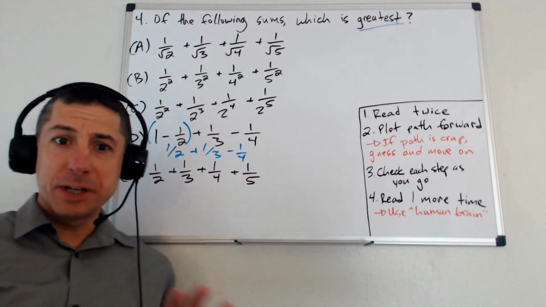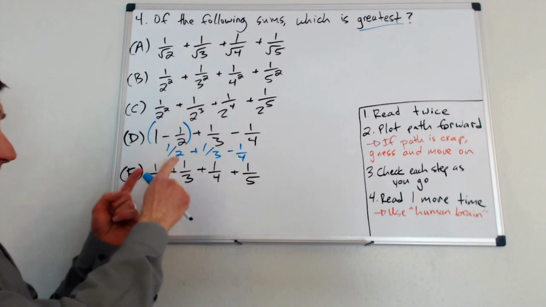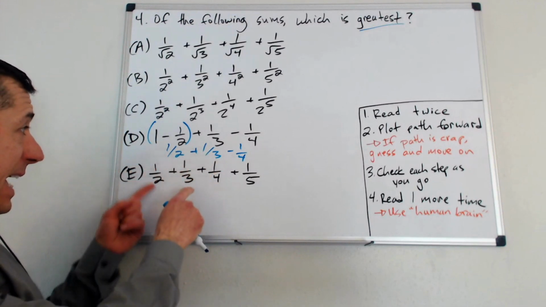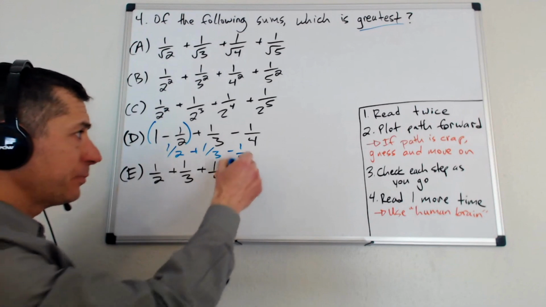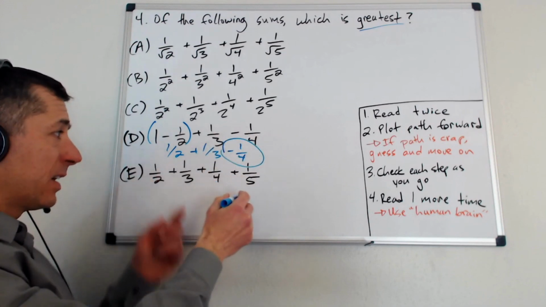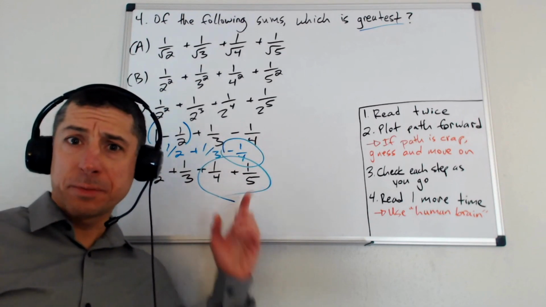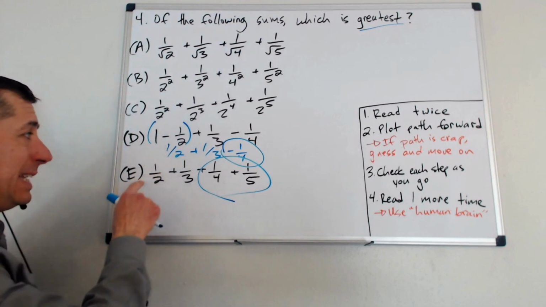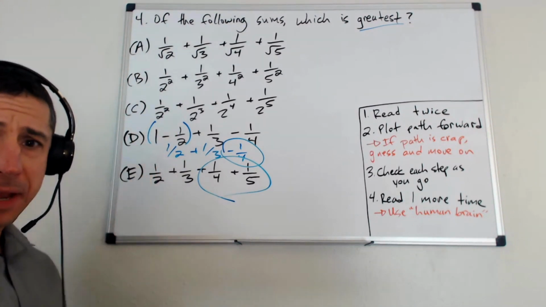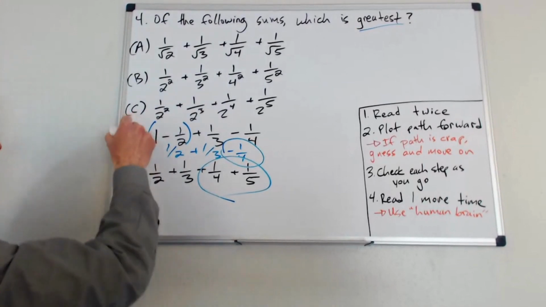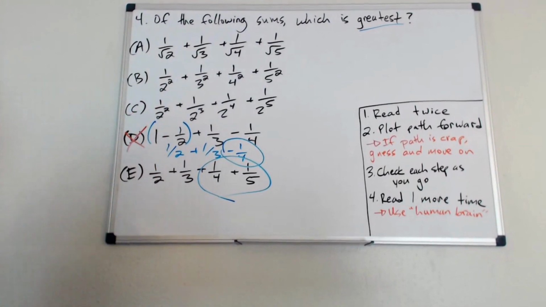Again, I'm going to try to avoid doing a lot of calculation if I can, but I'm looking for the biggest of these. The half is the same. The third is the same. We've got that minus a fourth here in D, plus a fourth plus a fifth in E. So E is bigger than D. D can't be our answer. I'm getting rid of D. Great. One down.